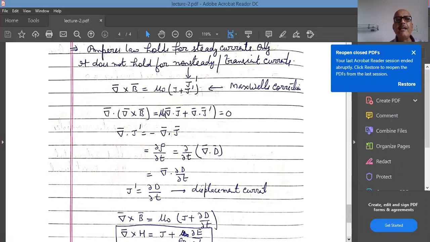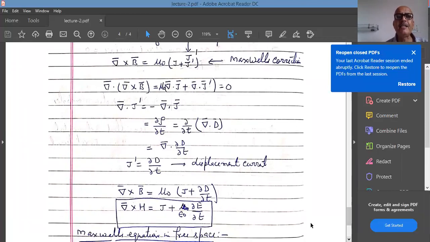So we also write it as J D. But as per the definition, it is nothing but the rate of change of displacement. It will be there only when the transient currents are there, only when the electric field is changing as a function of time.